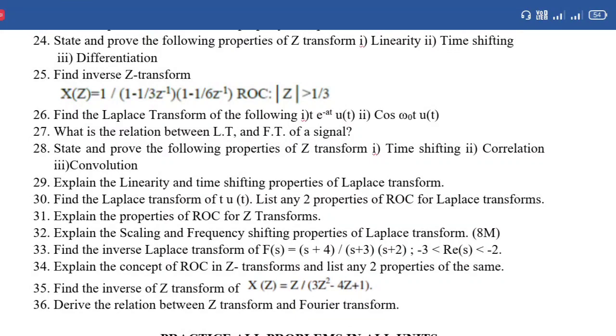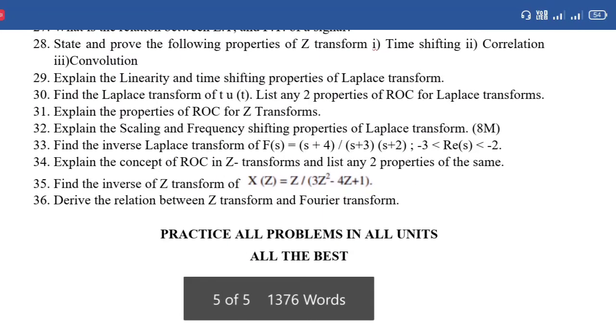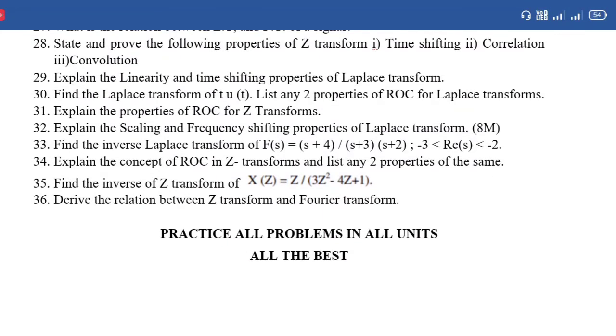Explain the concept of ROC in the Z transform and list any two properties of the same. Find the inverse Z transform of X of z equal to z by 2 of z square minus 4z plus 1. Derive the relationship between the Z transform and Fourier transform.